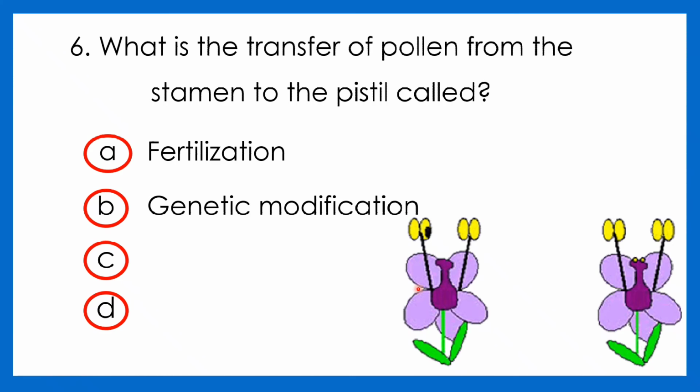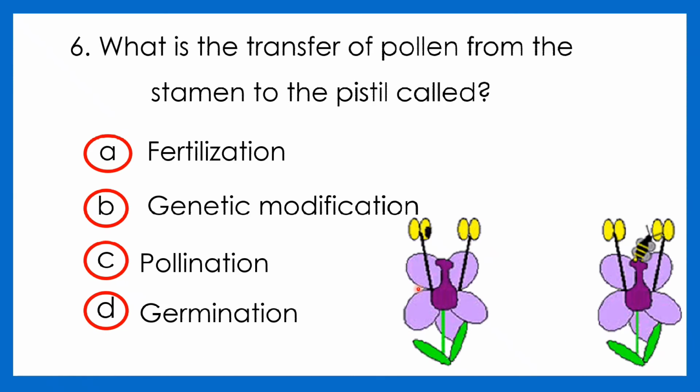B, genetic modification. Letter C, pollination. Letter D, germination. What do you call the transfer of pollen from stamen to pistil coat? So is it fertilization for letter A, B, genetic modification, letter C, pollination, and letter D, germination? You now write your answer on your paper.